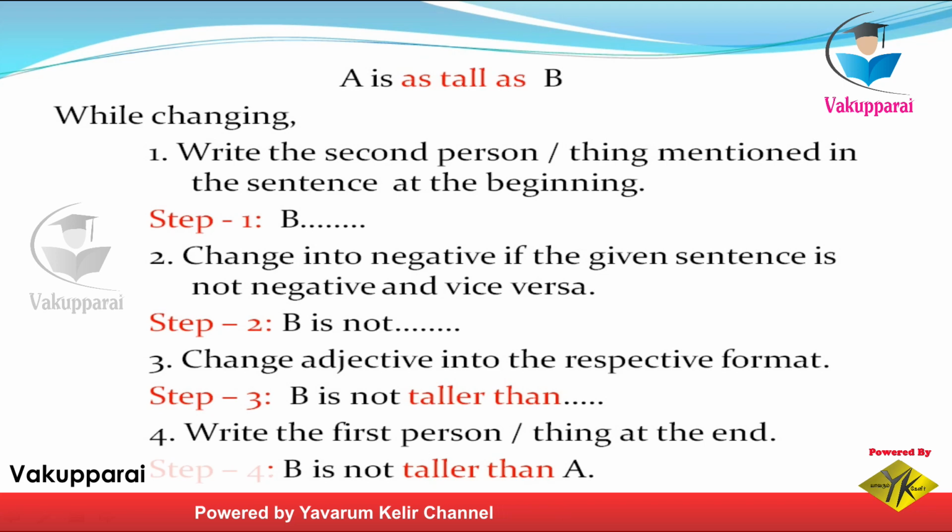B is not. Then the third step is change the adjective into respective format. Here positive degree format is as tall as, so we have to change the degree into comparative. The format of comparative is adjective plus er plus than, so we use the adjective tall and er plus than, so we get B is not taller than. And the fourth step is write the first person or thing at the end. The first person of the sentence is A, so it should come at the end. So B is not taller than A.